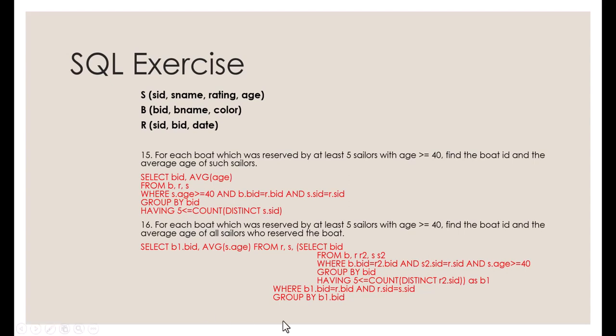Okay, 16 is a little bit more complex because it doesn't matter if the sailor's age is 40 or less than 40. As long as they have reserved such boats, we want to count their age towards the average. Okay, so we have select B1.BID. Okay, and then because we're grouping by BID, the average age of the sailor S. Okay, and here we have R, S. Okay, and then we have another one. This is a subquery in the from clause. Okay, so what does this subquery return?